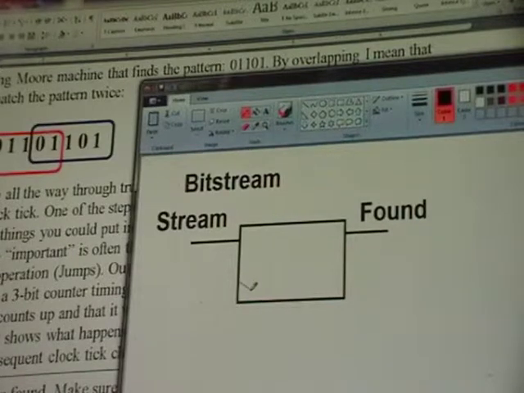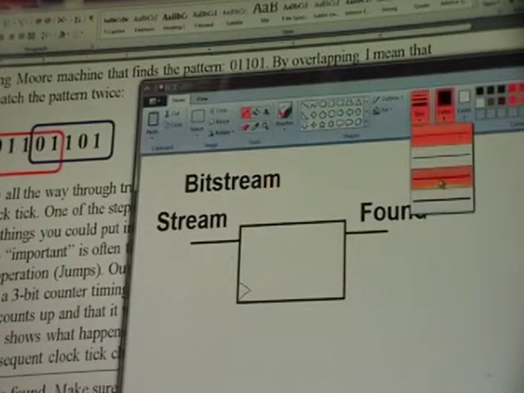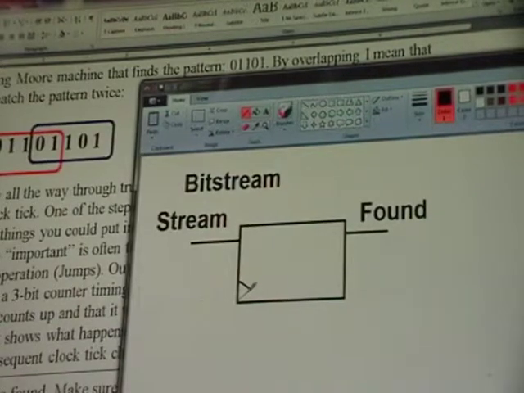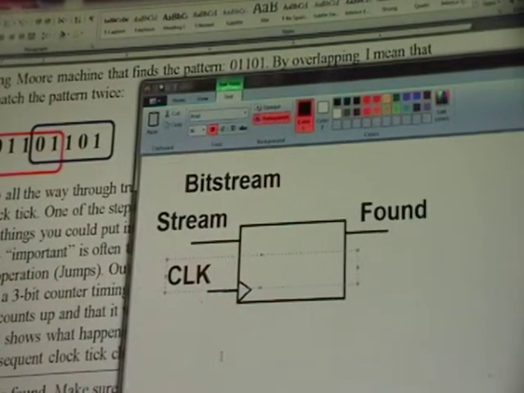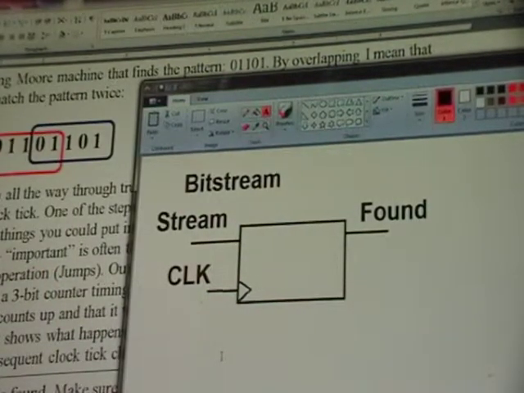That means that you also have to have a clock. So you always have a clock. Oops, it's hard to make these lines straight. Who cares? And we'll just call that CLK. Okay, so that's step two. Step one, understand the problem. Step two, draw the IO.